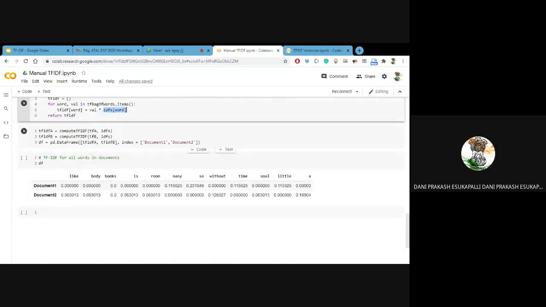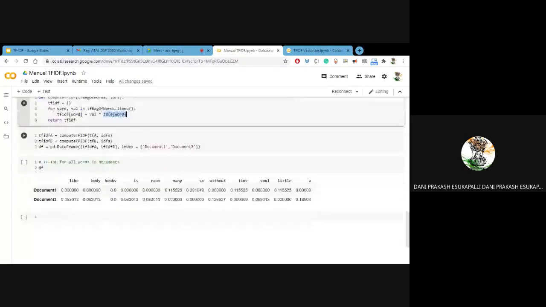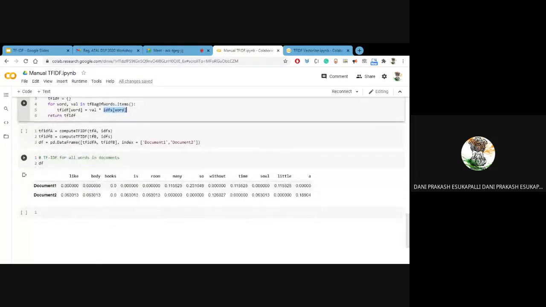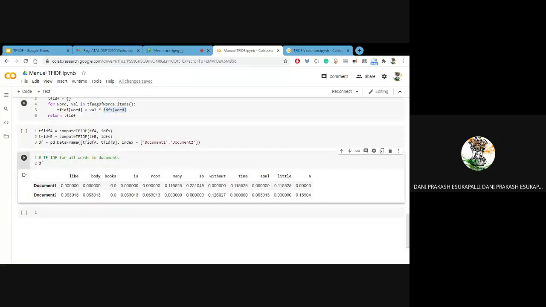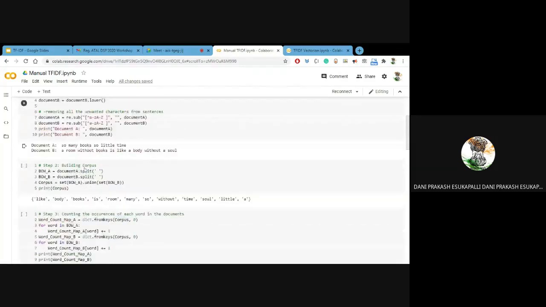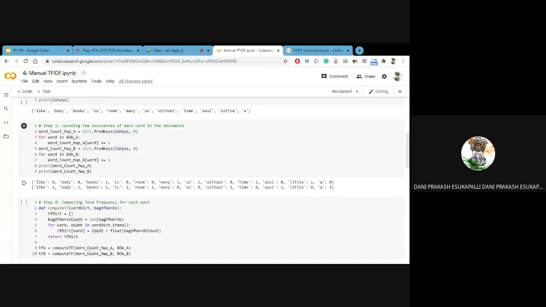So it will give TF-IDF for this word in this document as 0, and TF-IDF for "many" is 0.115, like that. Okay, this is what we can do manually: every function we have to write and everything we have to do from scratch.